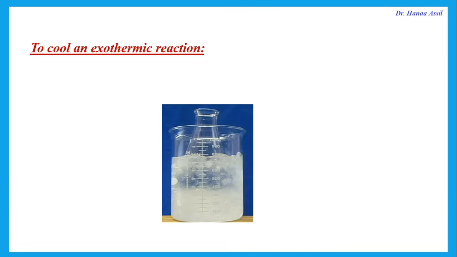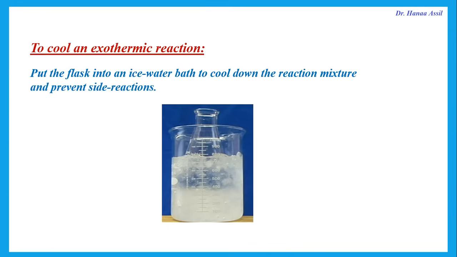To cool a reaction: sometimes we're dealing with a reaction that becomes very exothermic, so it becomes very hot. We don't want it to become very hot, so we need to cool it. This is done by putting the flask into an ice water bath. So we do that to cool down the reaction mixture. This prevents its temperature from going up very high, because that could lead to further side reactions that are not wanted in our experiment.